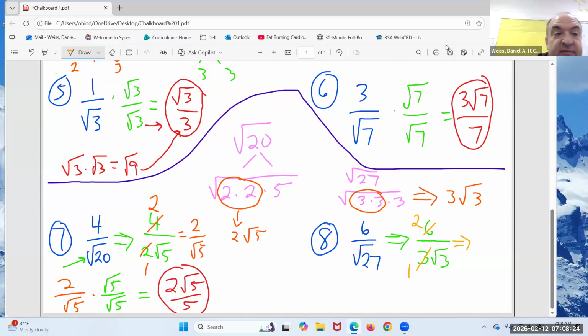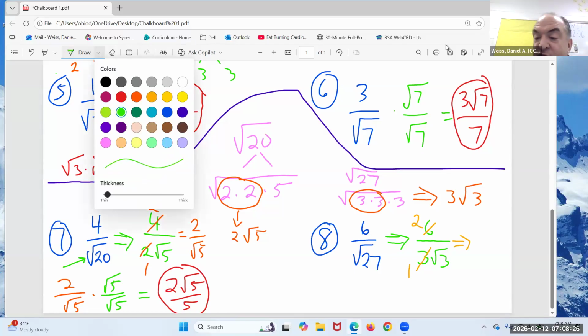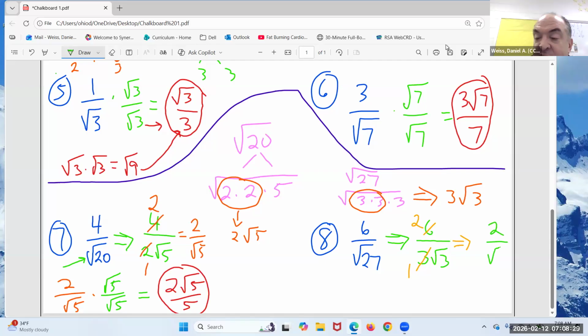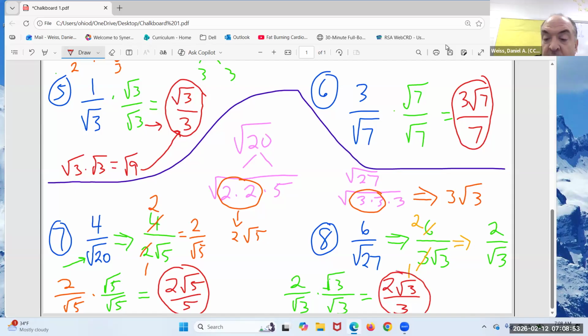So what do I have now? Now I have 2 over 1 times square root of 3. But once again, I can't have a square root in the denominator. So I multiply by square root of 3 over square root of 3. And I get 2 square root of 3 over 3. By the way, this 3 and this 3 cannot ever cancel. You can't cancel a square root with a whole number.